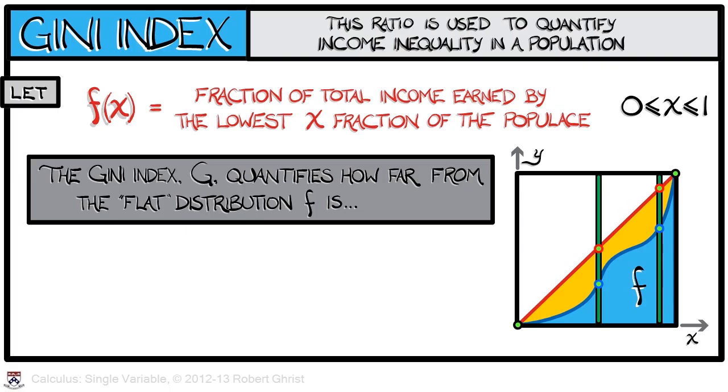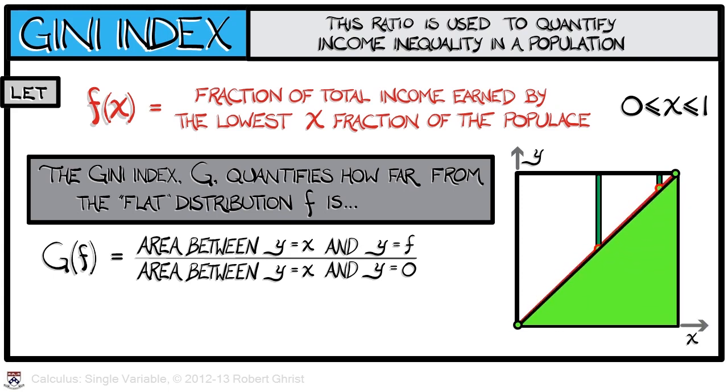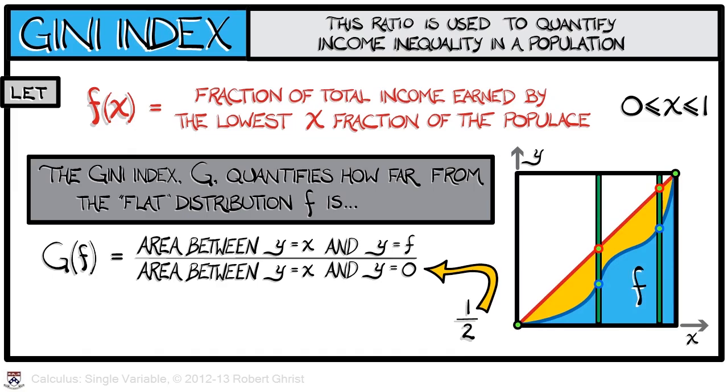The Gini Index is a measure of how far from the perfectly flat or equitable distribution you are, and it's defined as follows. It's the ratio of the area between the flat distribution, y equals x, and the true income distribution, y equals f, and the area between y equals x and y equals 0. Well, that denominator is just telling you the area of the triangle. And since the base and the height are 1, that's 1/2. So, another way to write the Gini Index is as the numerator, this area between f and x, namely the integral of x minus f of x dx, evaluated from 0 to 1, divided by 1/2, that is doubled.